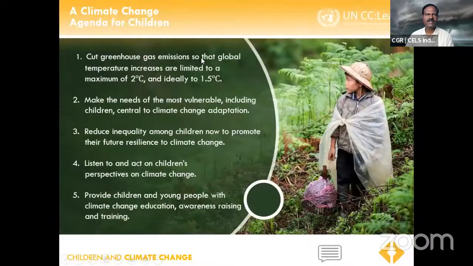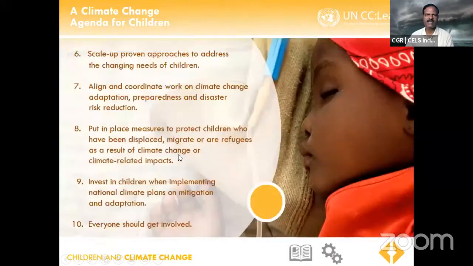Then cut greenhouse gas emissions. The steps are being taken, and make the needs of the most vulnerable, including children, central to climate change adaptation, reduce inequality among children, how to promote their future resilience to climate change, listen to and act on children's perspectives on climate change, provide children and young people with the climate change education, awareness raising, and training.